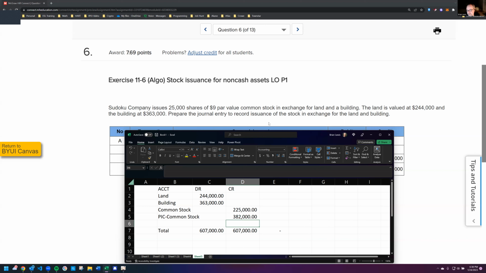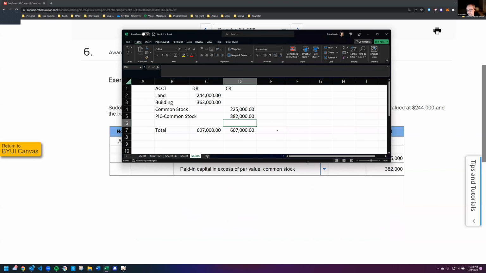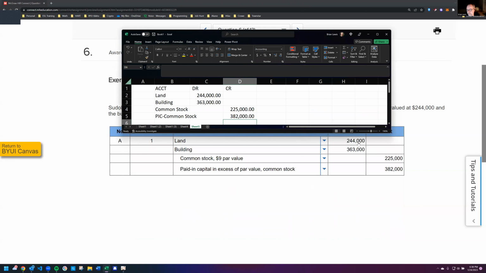So we should see this transaction now represented in a similar way, right? 244 for the land, 363 for the building, the 225 for the common stock, and then the paid in capital in excess of par value for the 382. Does that help?